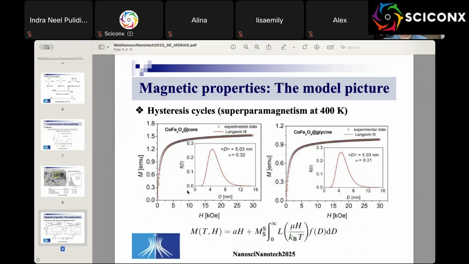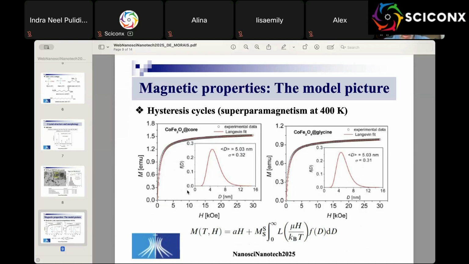On the right-hand side, the first term refers to the paramagnetic component or diamagnetic component, actually. And the second term refers to the standard superparamagnetism behavior, where L refers to the Langevin function, actually, and F stands for the log normal distribution function.